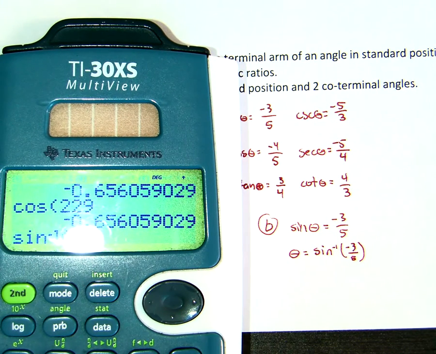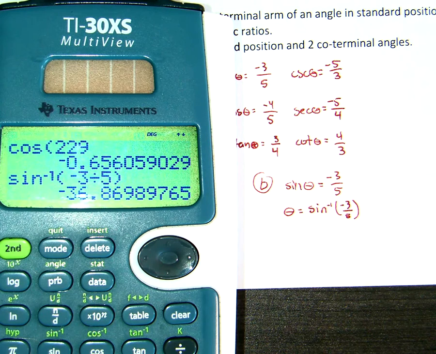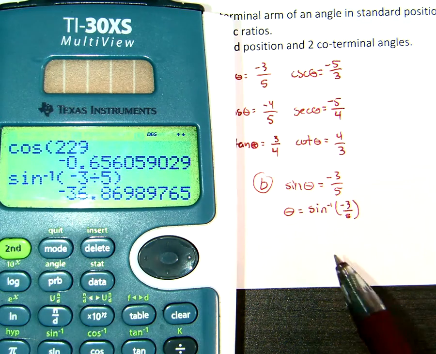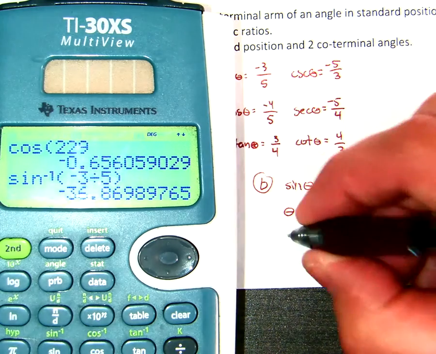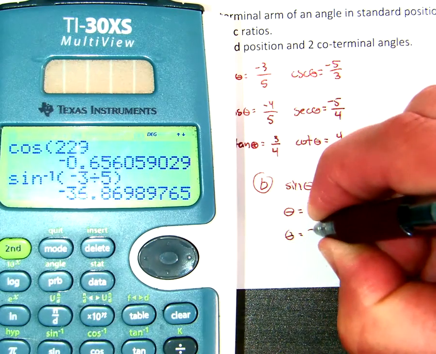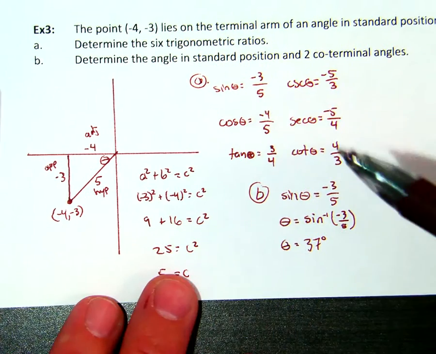Second function sine of, can't see that, can you? Second function sine of negative 3 over 5, which gives me, it says negative 37 degrees if I round it off. The negative tells you it's going backwards, so it's actually in the 4th quadrant, but we really only care about the size of the angle. So the reference angle here is going to be 37 degrees. I'm going to ignore the negative because it really doesn't matter for figuring out standard position.